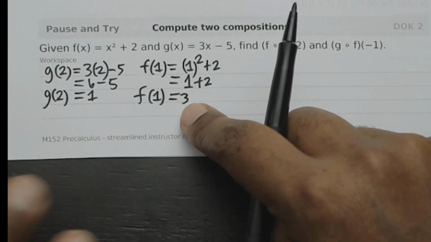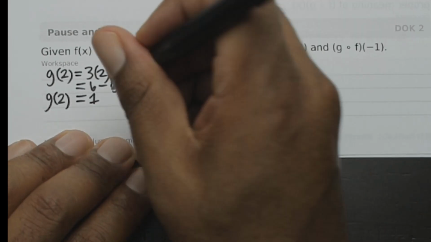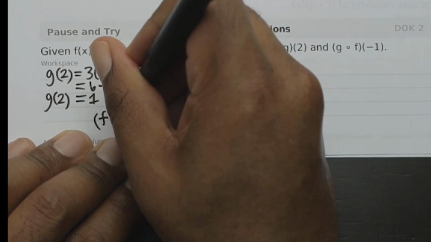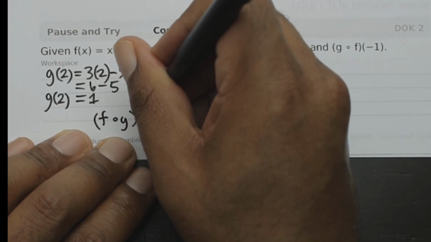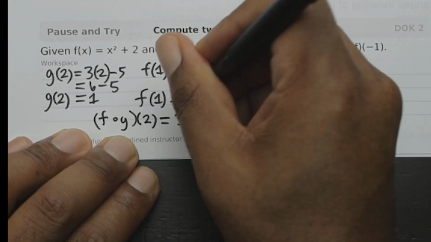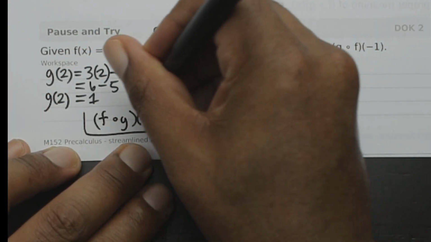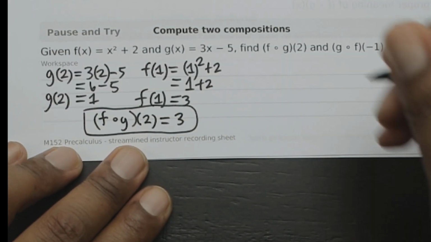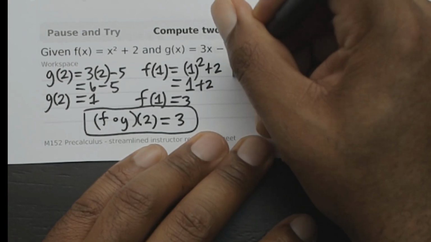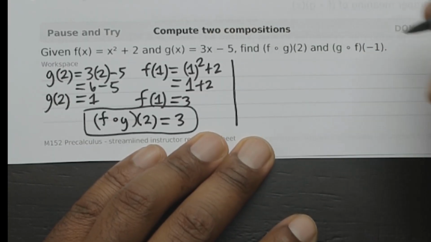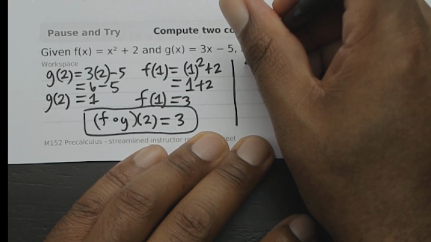So this is what we generate, and that is the final answer. Now, we're going to look at this one. So -1 into f, which means -1.